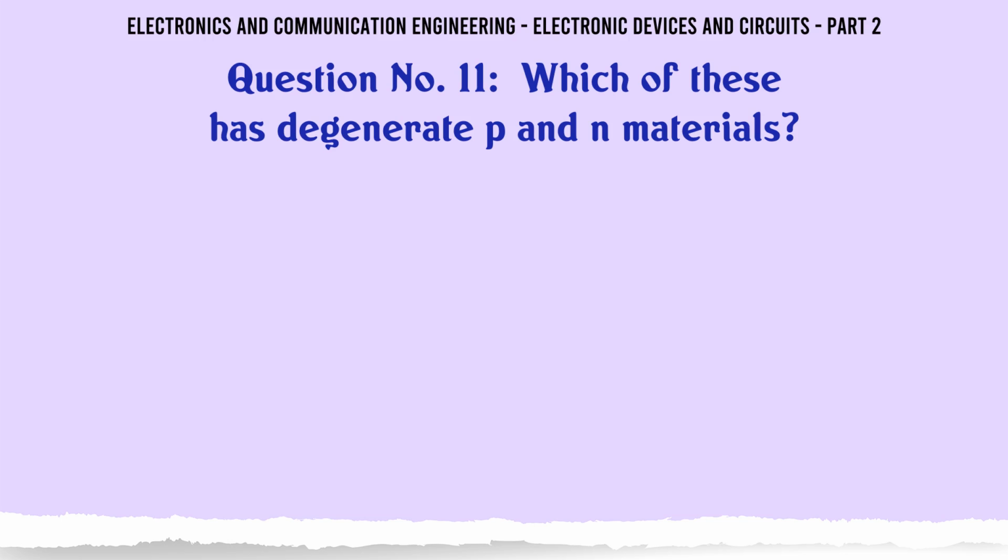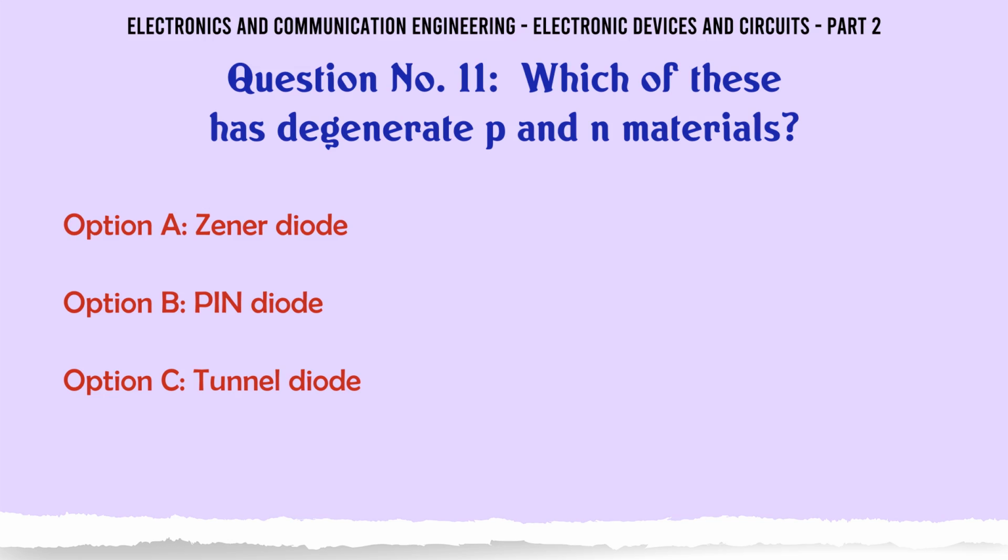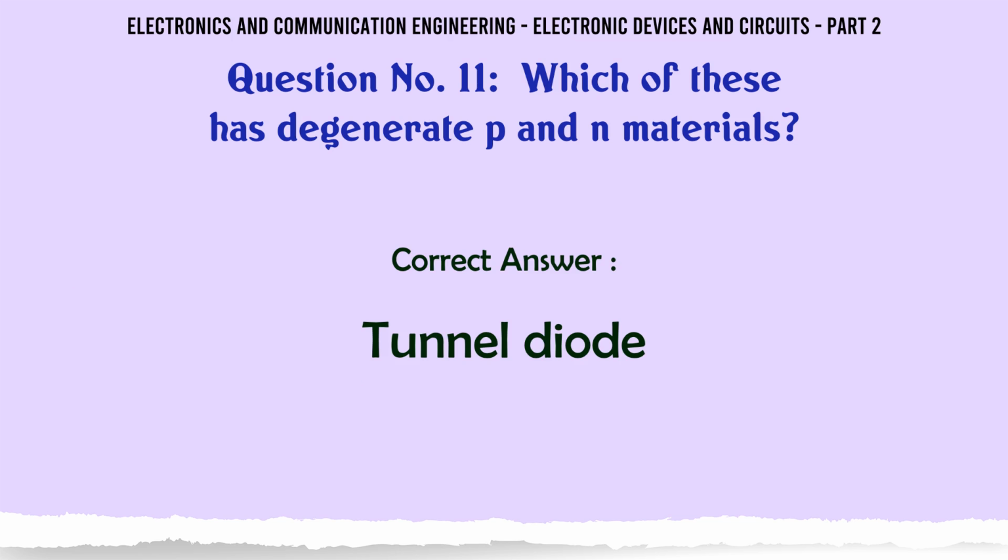Which of these has degenerate P and N materials? A, zener diode; B, PIN diode; C, tunnel diode; D, photodiode. The correct answer is tunnel diode.